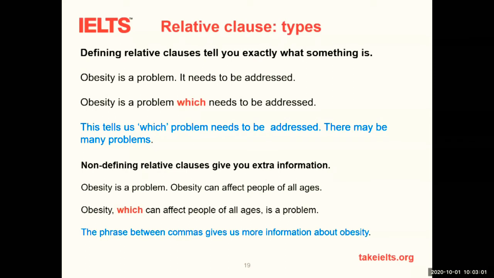And in terms of speaking, and when you're listening, it's worth knowing that when we say these relative clauses, we actually show when there's a comma with our voices. So let me just read that non-defining relative clause for you. Obesity, which can affect people of all ages, is a problem. So we have a little bit of a pause with the commas to show that we're giving extra information. So that might help you when you're listening as well.